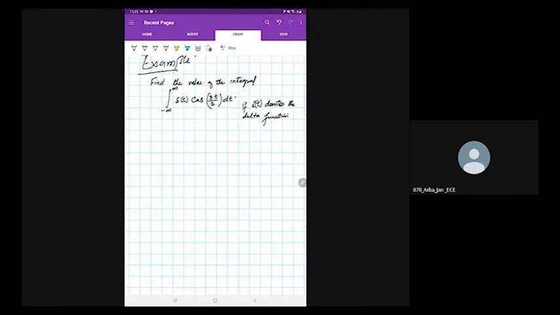Say, for example, here's an example. Find the value of the integral from minus infinity to plus infinity of delta of t cos of 3t by 2 dt, where delta of t denotes the delta function. Let us first try to solve the integral. It is not the Fourier transform, but just a simple integral. We will solve it like this.